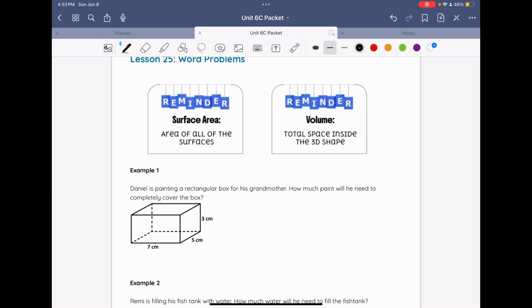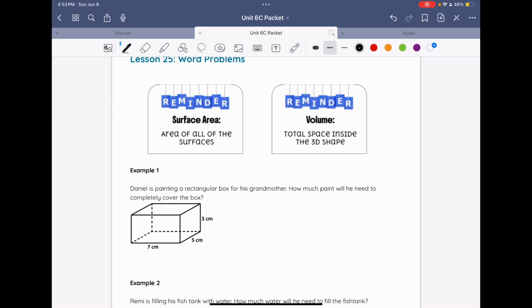Our volume is the total space inside of our three-dimensional shape. So the example I used is if I take a rectangular prism and I fill it with water, the amount of water that fills up that prism would be the volume. So it's all the space inside it, and that would be in units cubed or to the third power.